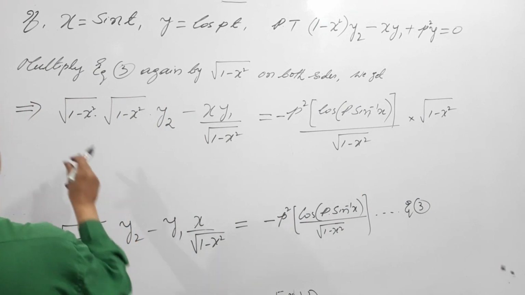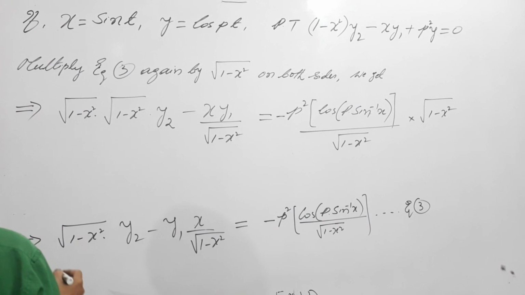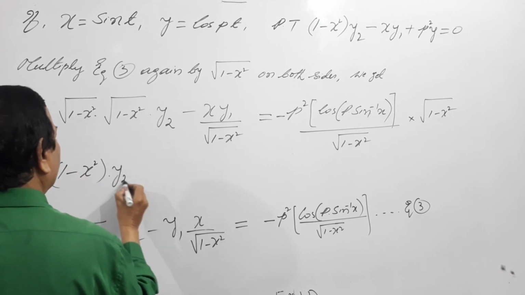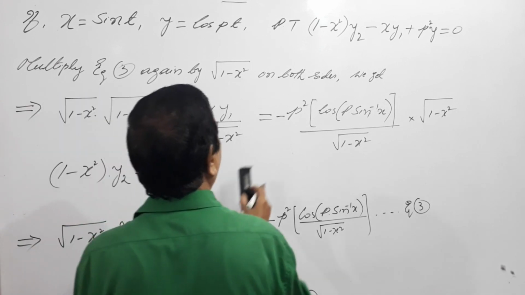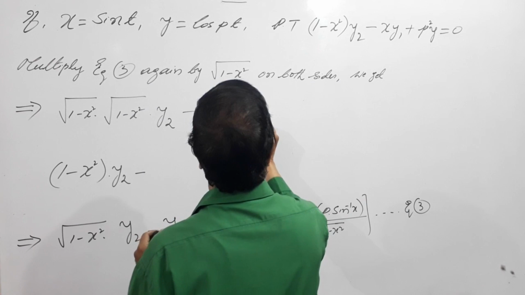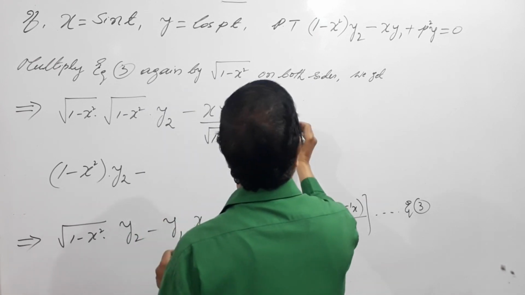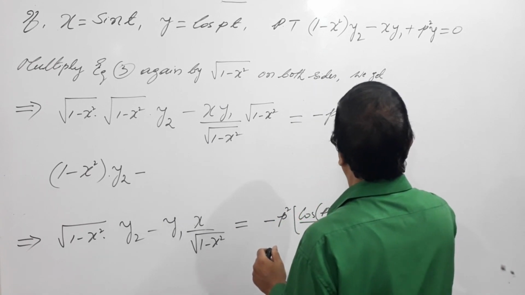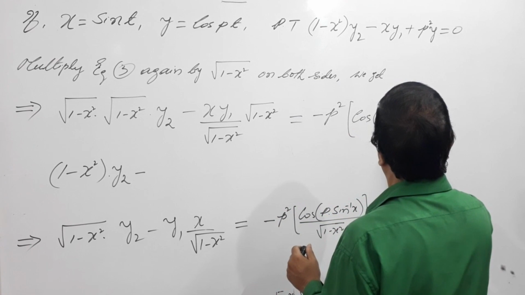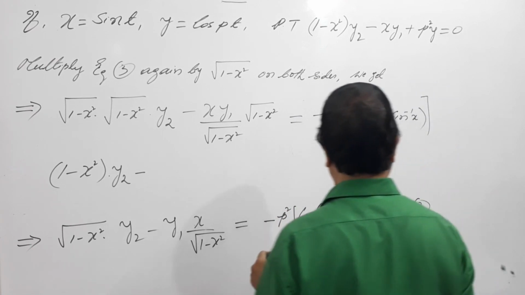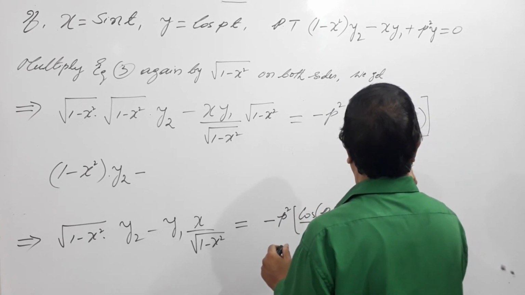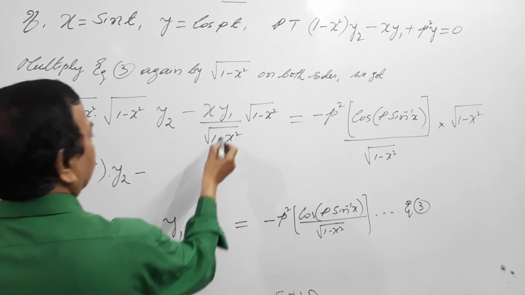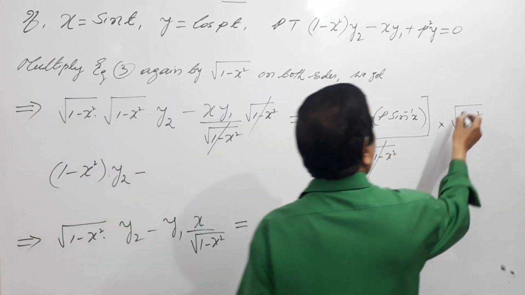So what happens here? Root x into root x is x. So here, under the root 1 minus x square into under the root 1 minus x square becomes 1 minus x square into y2, minus, here I forgot to multiply this, into 1 minus x square equals minus p square. This is cos of p sin inverse x divided by under the root 1 minus x square into under the root 1 minus x square. So what happens here? This cancels, this cancels, this cancels.